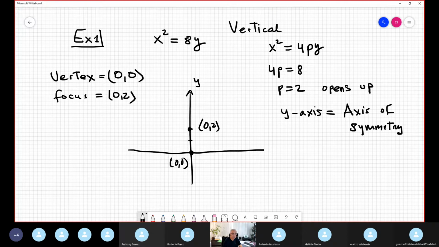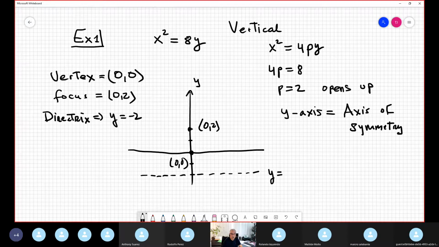It's clear? And directrix is a line. Okay, the line is y equal to... a horizontal line because it's a vertical parabola. Same distance, guys. That distance is P. That distance is also P. Everyone follow me? Good.